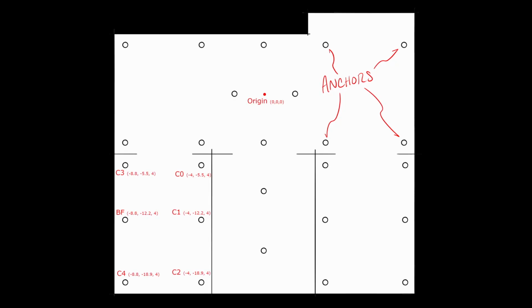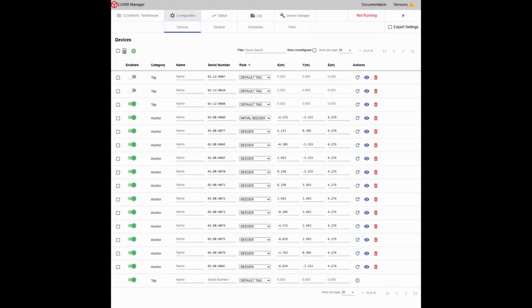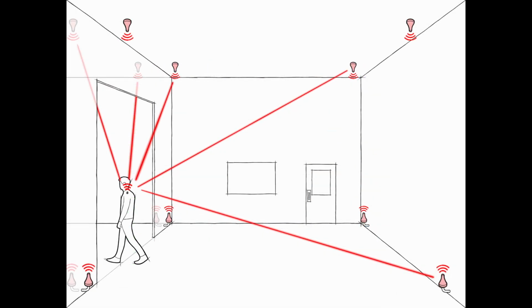A survey establishes a defined 3D coordinate system for a tracking area. The anchor array is installed, measured, and then the coordinates are entered into the CUWB manager. The survey of the anchor array is critical to the real-time location system performance, reliability, and precision. Errors in the anchor location will directly translate into errors in position outputs. In other words, bad data in will equal bad data out.